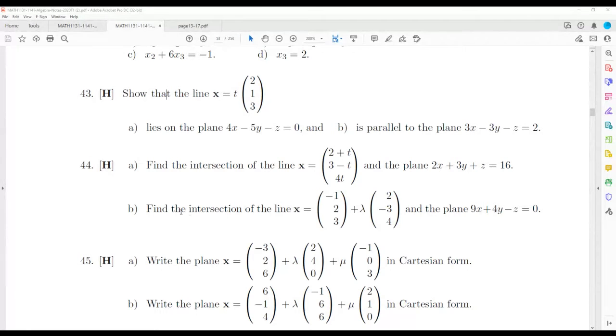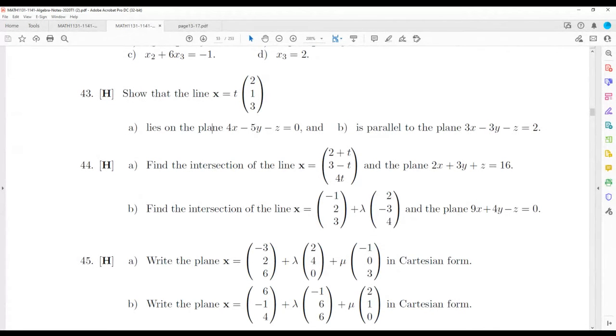So let's have a look at 43. 43 involves this line here, and you're asked to show that that line is contained in the following plane and is parallel to this plane. Okay, so I don't think that this is a really difficult question, but maybe some students are not sure where to start. So we can have a look at this.